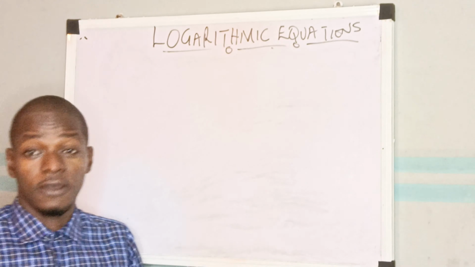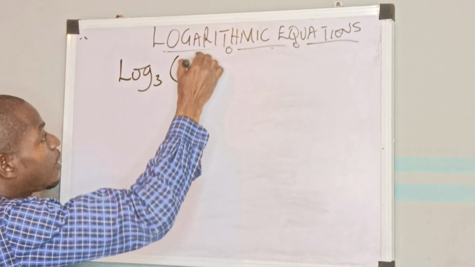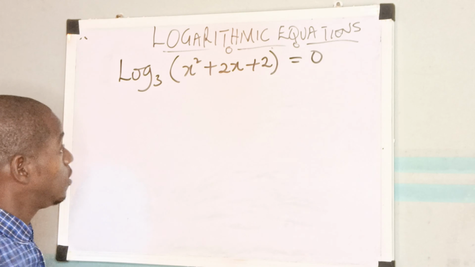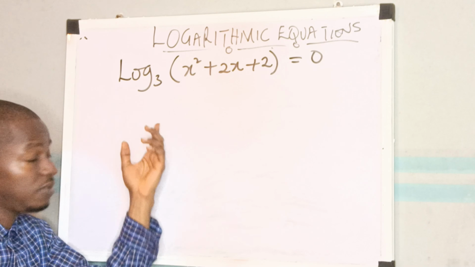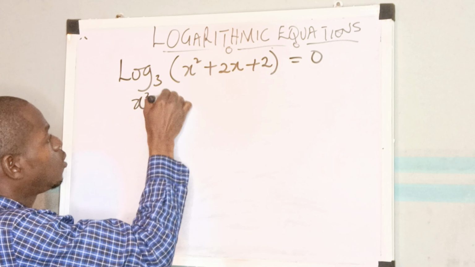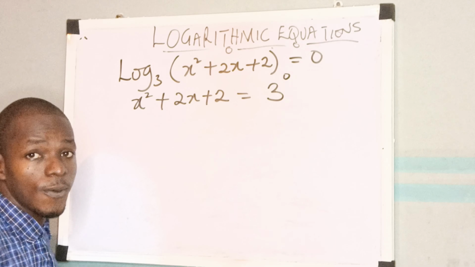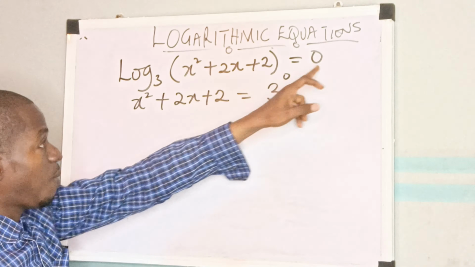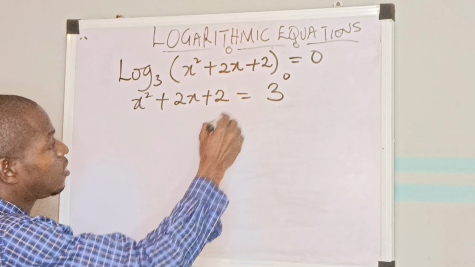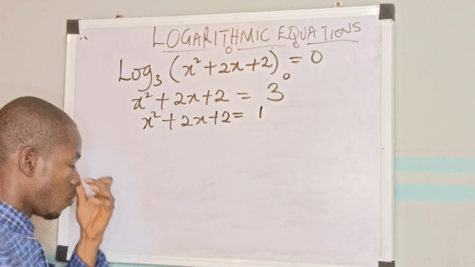Let's take example 2. You can be asked to find log of x squared plus 2x plus 2 equals 0, to base 3. Now the first thing we do also, we'll say x squared plus 2x plus 2 will be equal to 3 raised to the power of 0. Now, any number raised to the power of 0 is 1. So this becomes x squared plus 2x plus 2 equals 1.